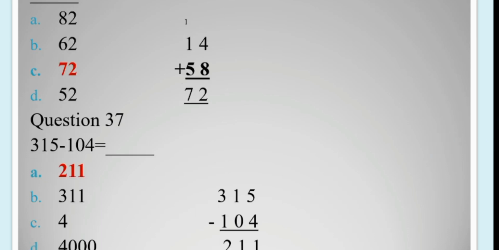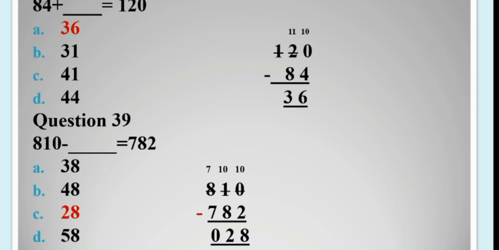Okay, students. Next question is 84 plus dash is equal to 120. I have done the rough work for you. If we subtract 84 from 120, we shall get the right option. That's 36. The next question is 810 minus dash is equal to 782. So if we subtract 782 from 810, then we'll get the second number.